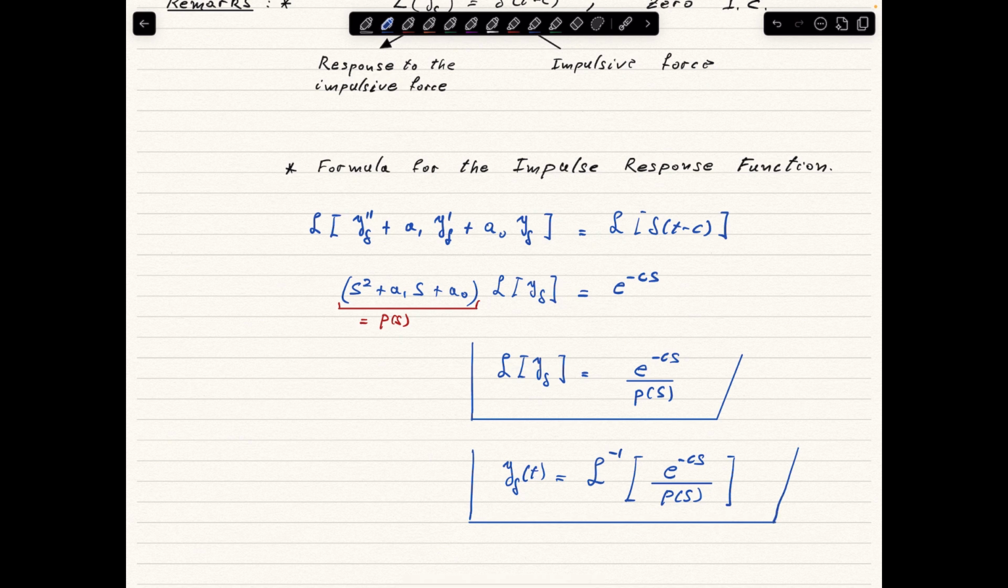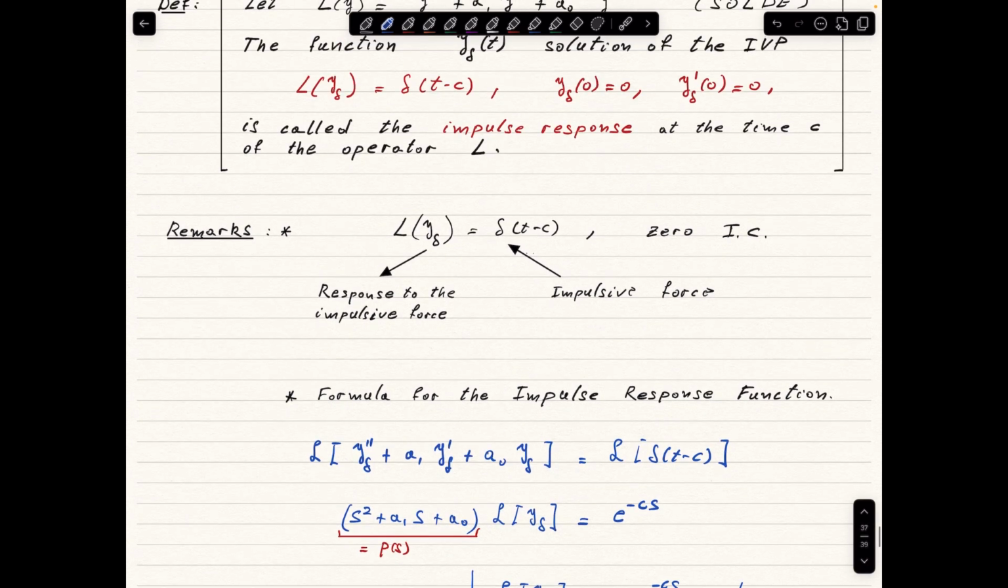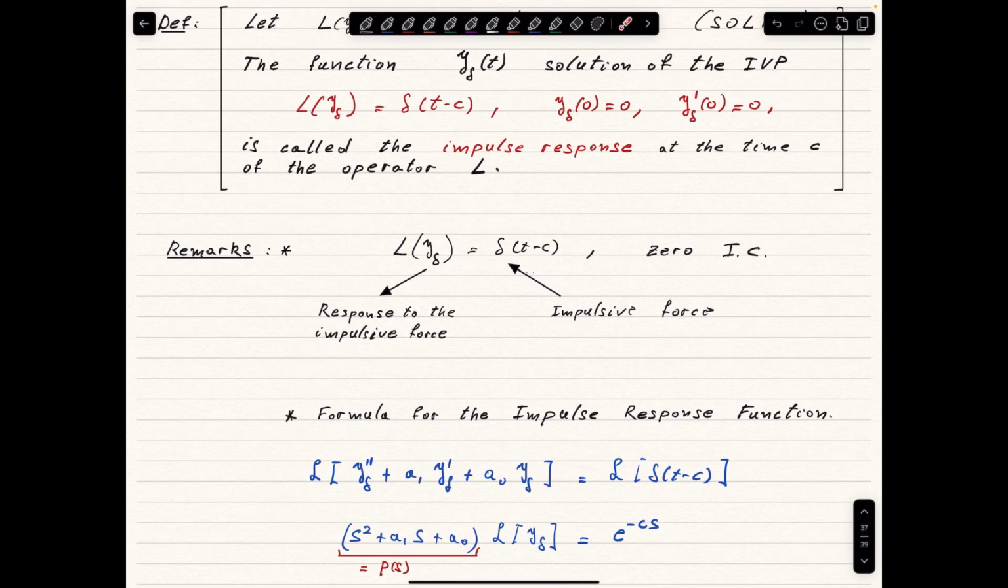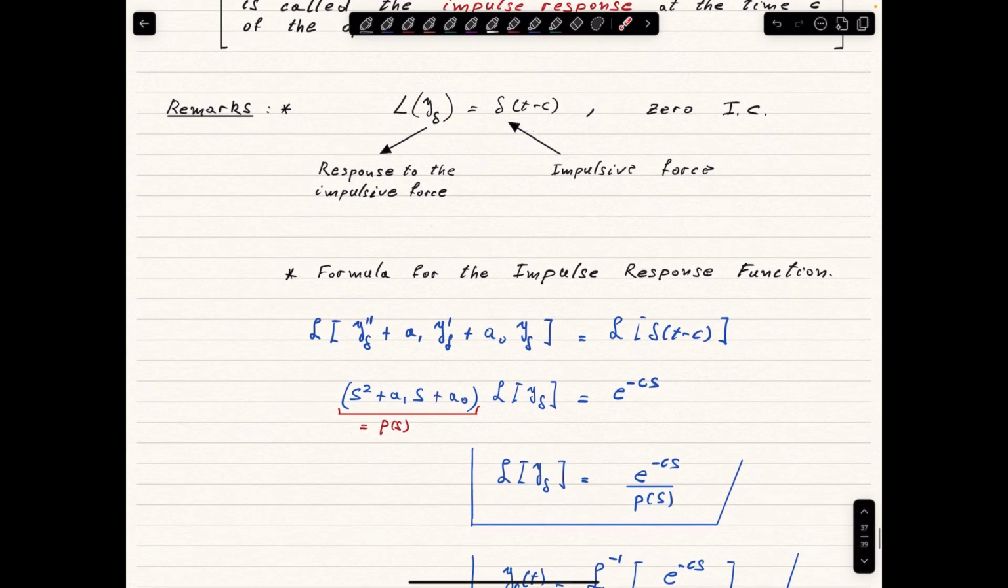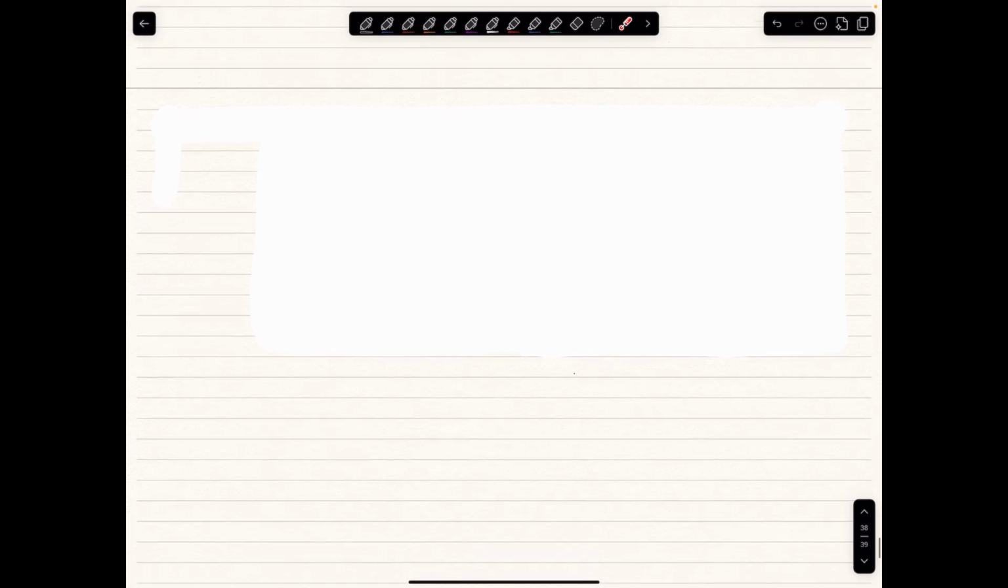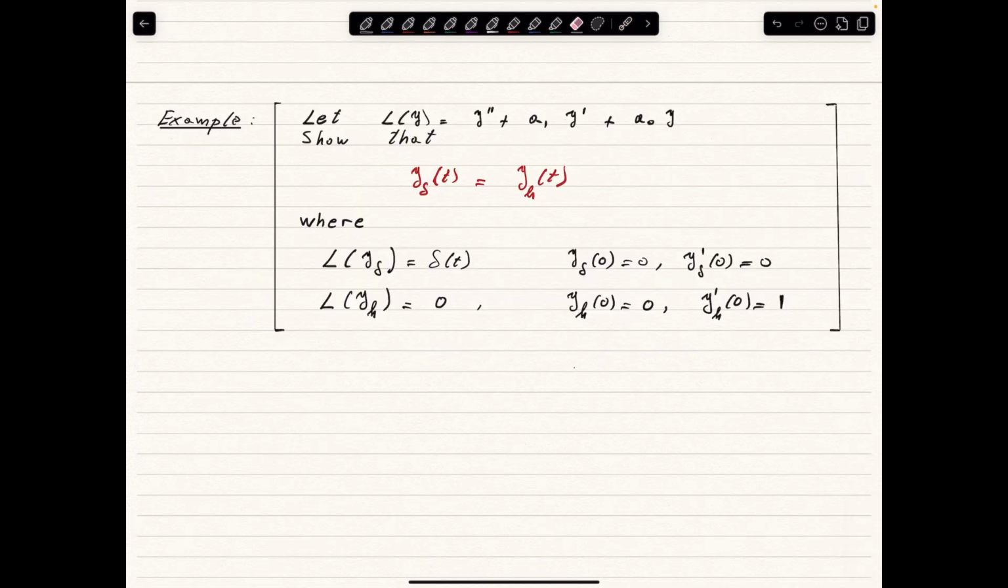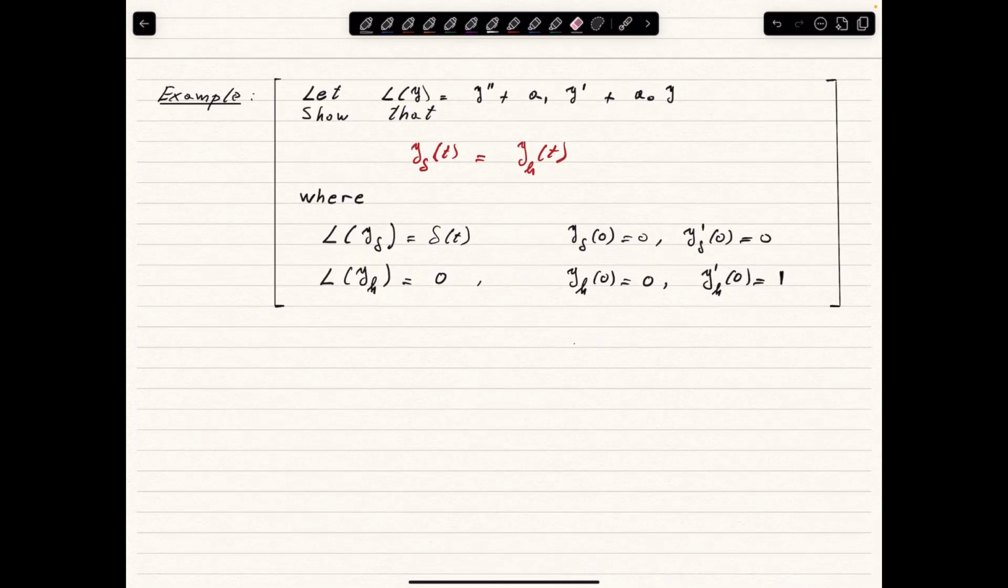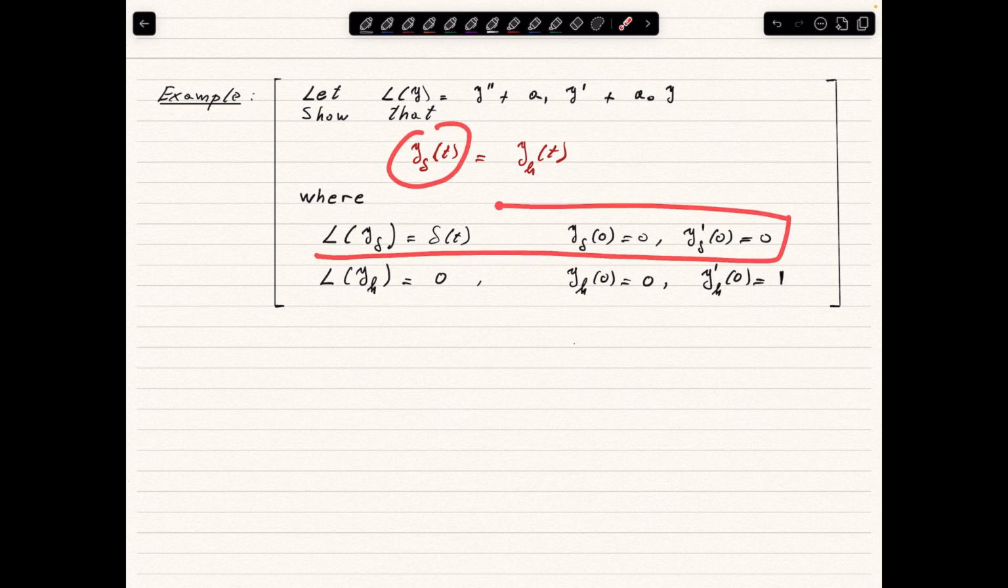So to have a little bit more physical intuition of how this impulse response function looks, let's solve the next problem, which is our last problem for this video. This problem is going to give you an interesting characterization of the impulse response solution. As before, suppose we have a linear operator of this form, and now we are going to show that these two functions are the same. What are these two functions? On the left, we have the impulse response function. Here it is. That's why I'm calling it y delta.